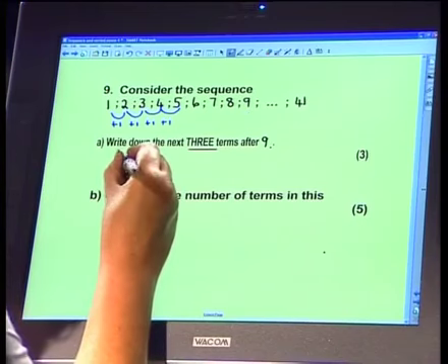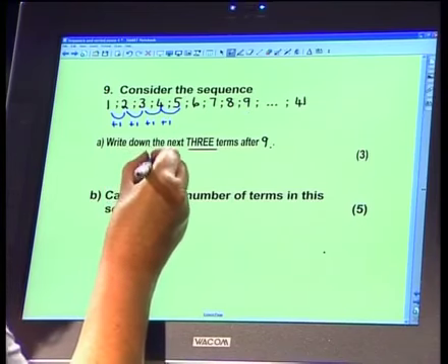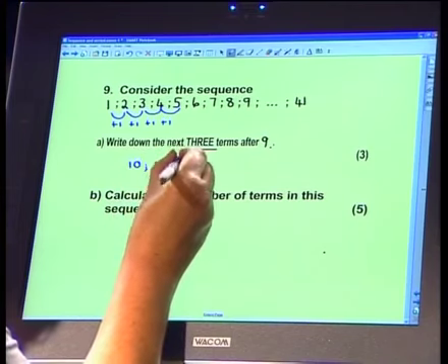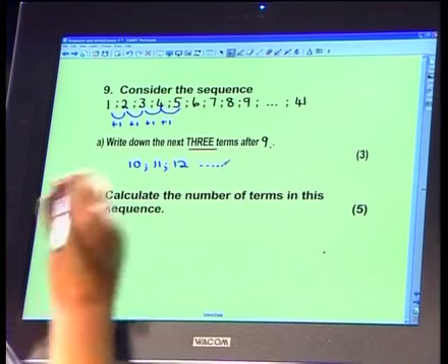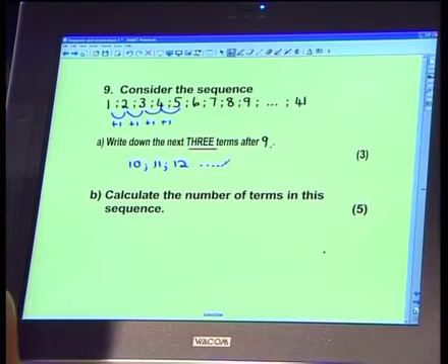So after 9, the next term would be 10. The next one would be 11. And the next one would be 12, etc. Now, this is a very easy question, and I've deliberately chosen easy because this way I can show you that the formulas are working. Whereas if I chose numbers that were too big and too huge, it would be hard for you to see that these formulas are actually doing their job.